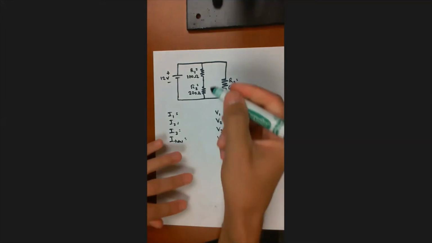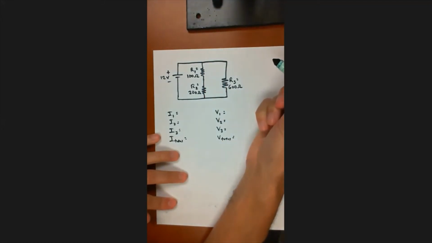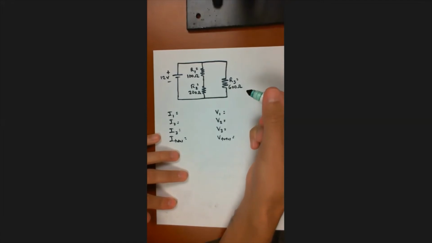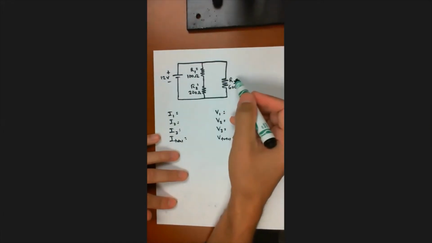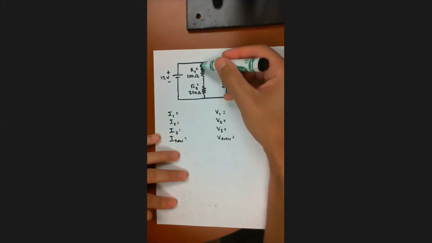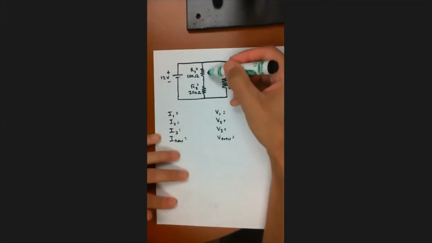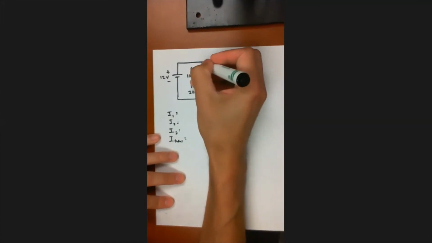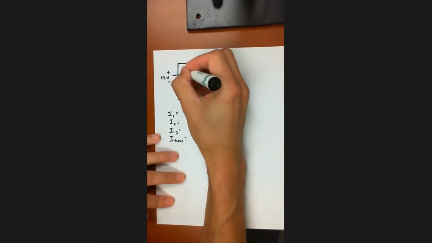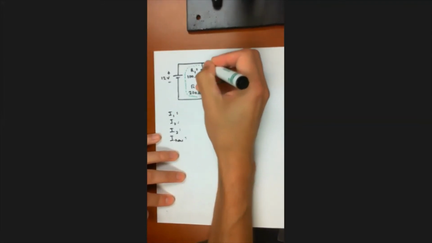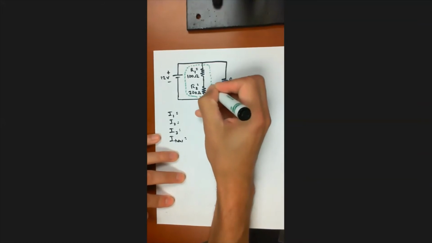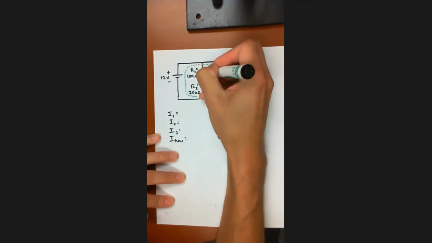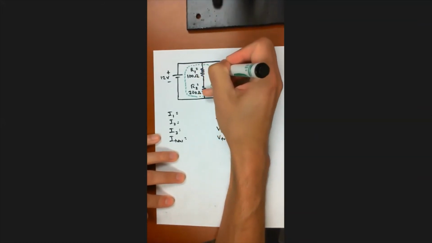So here's what I'm going to do. First of all, I'm going to look for how I can combine these. Well, I can't combine all of them right away because I don't have an equation for combining all three of these, because these two are in series, and then the two of these combined are in parallel with R3, right? So first I'm going to combine R1 and R2, and I'm going to call that R equivalent 1.